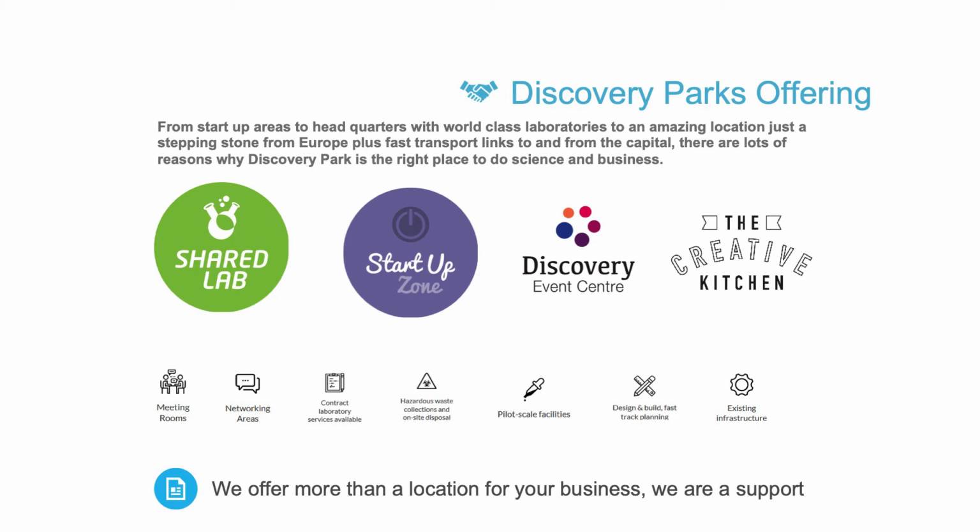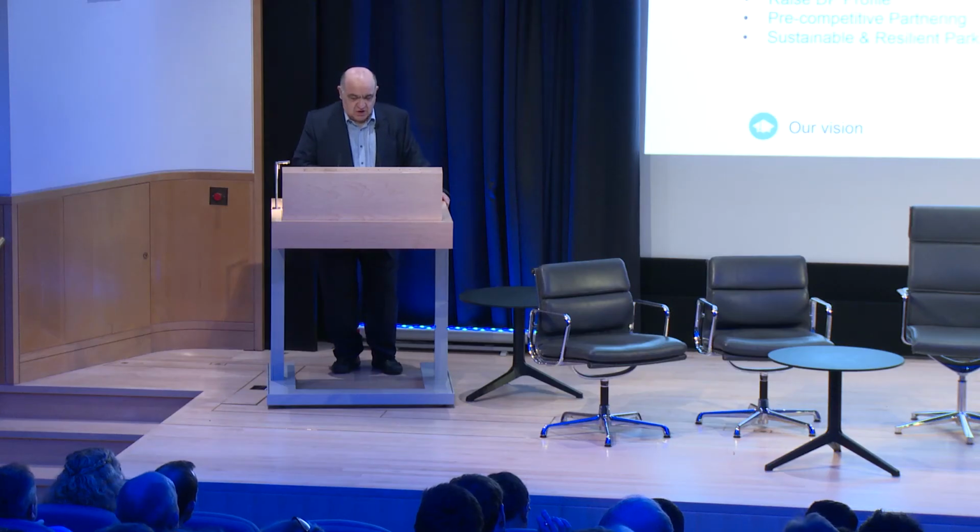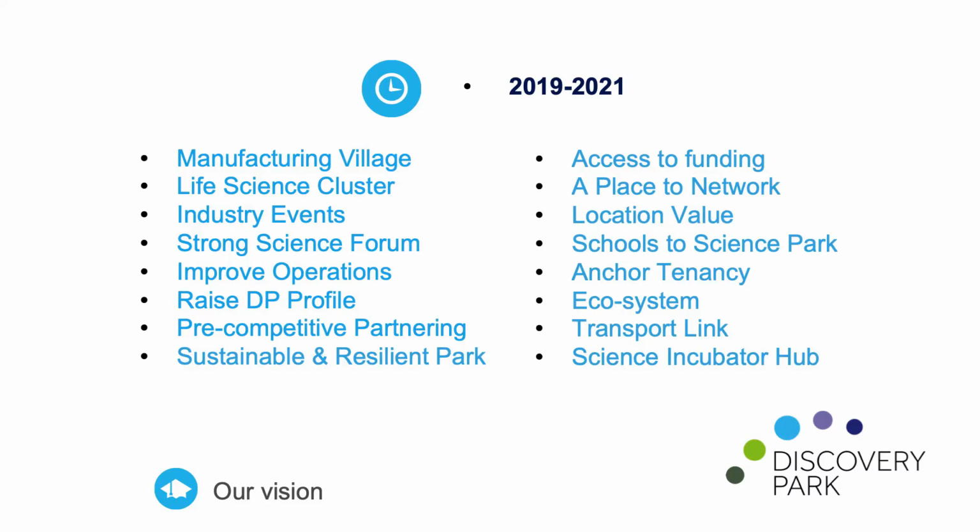You create shared labs, you create startup zones, you make sure that you've got a really good events and conferencing facility. And yes, the beer and pizzas and the coffee do play an important part in that bumper car model. So our aspirations are around a manufacturing village, building a life science cluster, rebuilding or growing what we already have, a strong science base, pre-competitive partnerships, and really, access to funding. We've got local Kent life science funds, but we want all the Schroders and the Abingworths to know what's going on at the park, and that anchor tenancy.